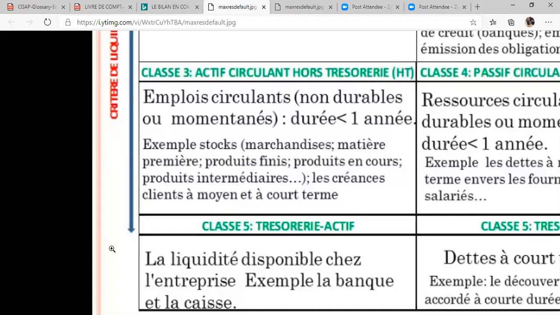So class 5. You can start from class 5, which is called Treasury active. This one encompasses methods of payment or just means of keeping money that are available to an enterprise. It says la liquidité disponible chez l'entreprise, which is just money available to an enterprise. And examples are cash in hand and cash at bank.